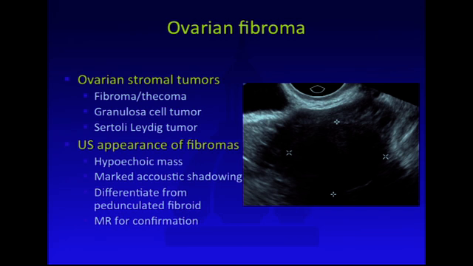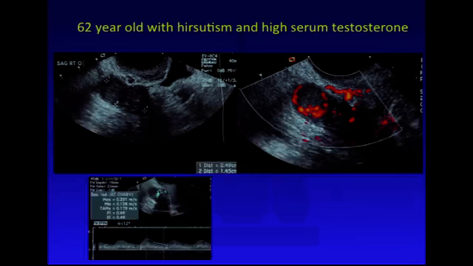So ovarian fibromas are stromal tumors, and among the stromal tumors, you have fibromas and thecoma, granulosa cell tumor, as well as serous tumors. And those fibromas have a pretty suggestive appearance, very hypoechoic, with marked acoustic shadowing that comes from the dense fibrous strands within the tumors. And the main thing is to differentiate them from a pedunculated fibroid arising from the uterus, and again, as I said, MR for confirmation.